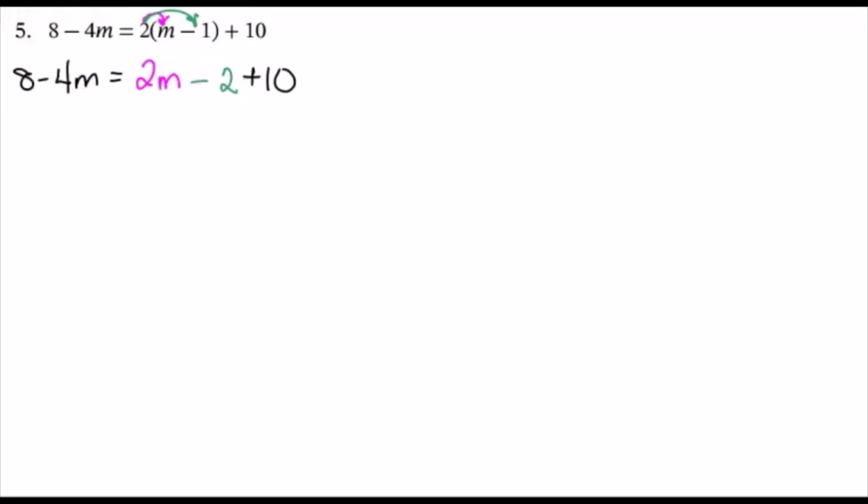Now, deciding which number or which term to move next, I look at the terms that have the variables in them. If there was another term over here that had a variable in it, I would combine like terms before I would move. But I'm looking at, this is negative 4m, and this is positive 2m. So what I'm probably going to do is add 4m to both sides so that I'm working with positive numbers. And then I can combine these two right away.